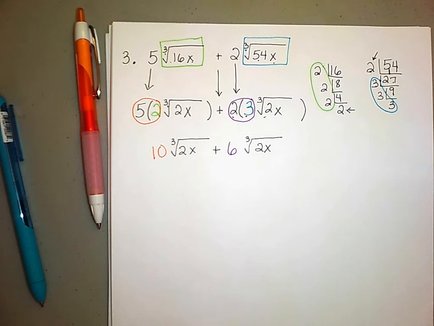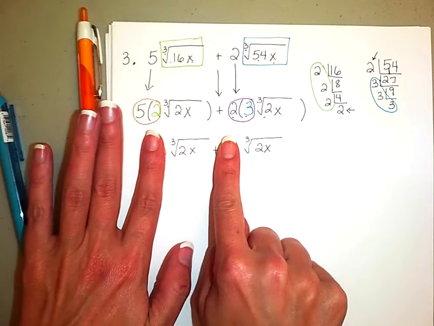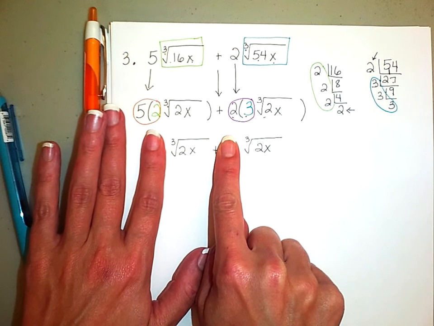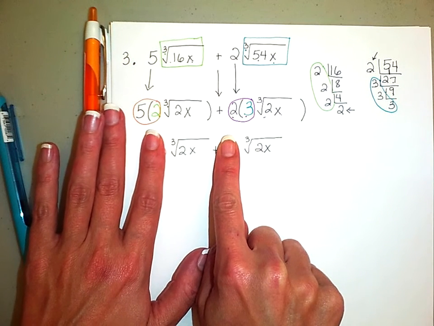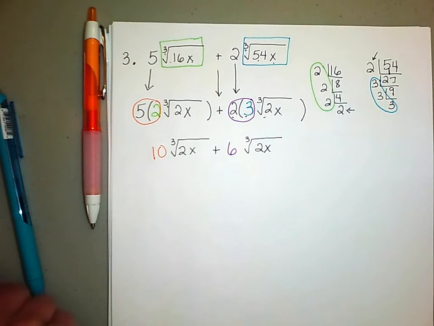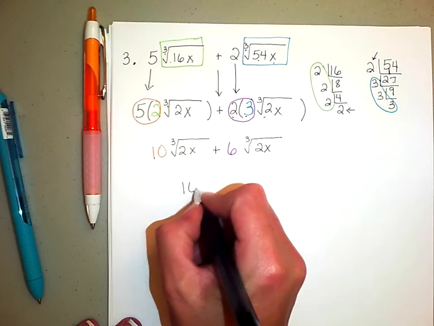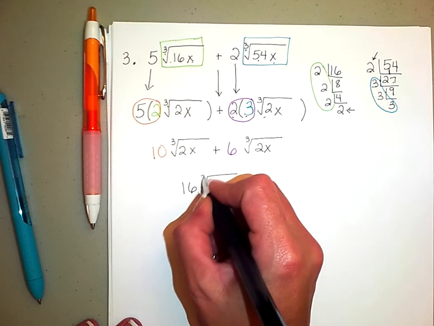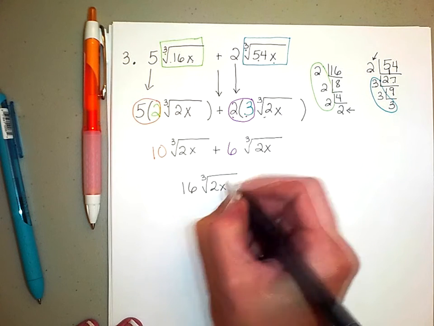And now we've accomplished our mission. Notice I have like radicals. It's the cube root of 2x. So I have 10 cube roots of 2x, and I add 6 cube roots of 2x. I in total have 16 cube roots of 2x.